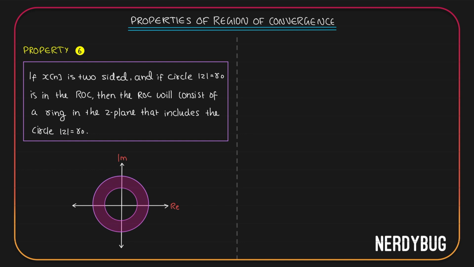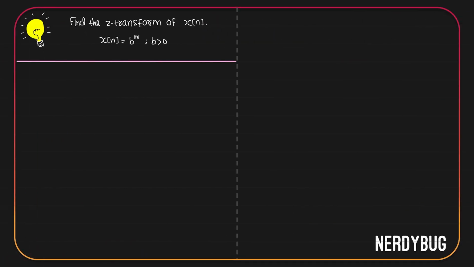Now, to understand why it is a ring in the z-plane, I think it's better to solve a problem. Let us find the z transform of x of n. X of n is b raised to mod n and b is greater than 0. We know magnitude of n can be written as n itself if n is greater than or equal to 0, and it will be minus n if n is less than 0.